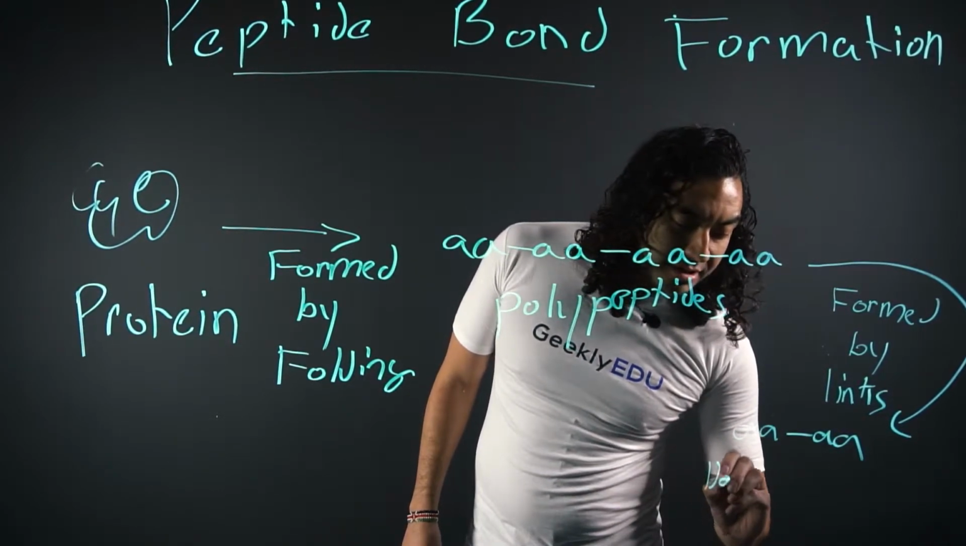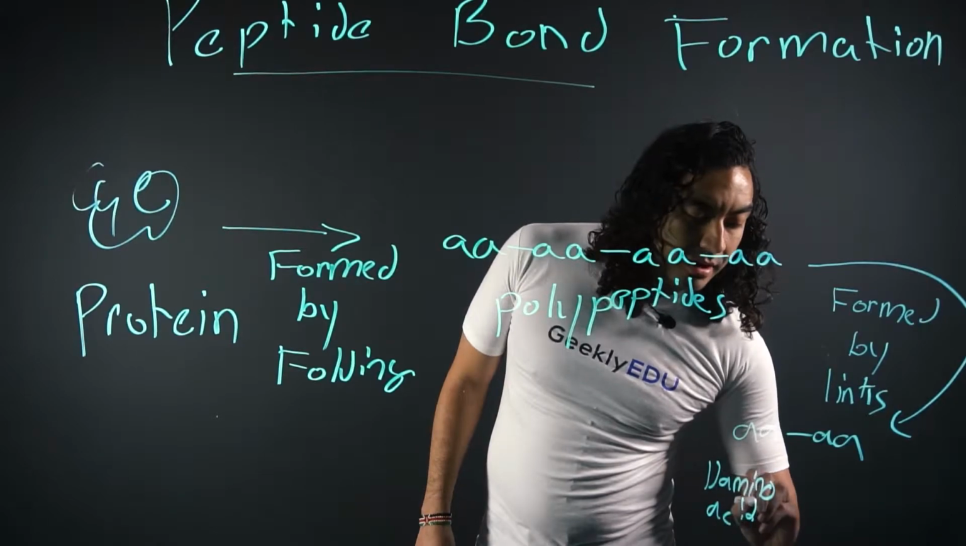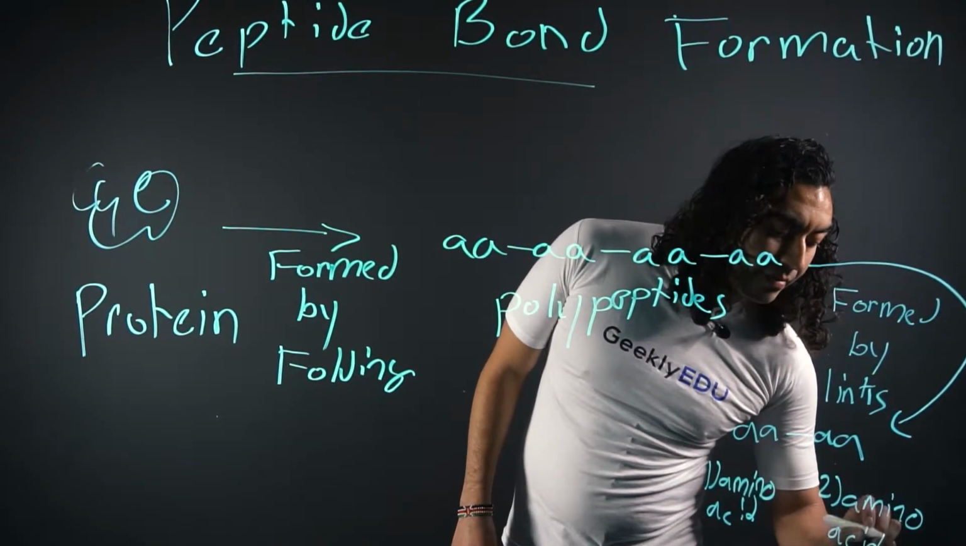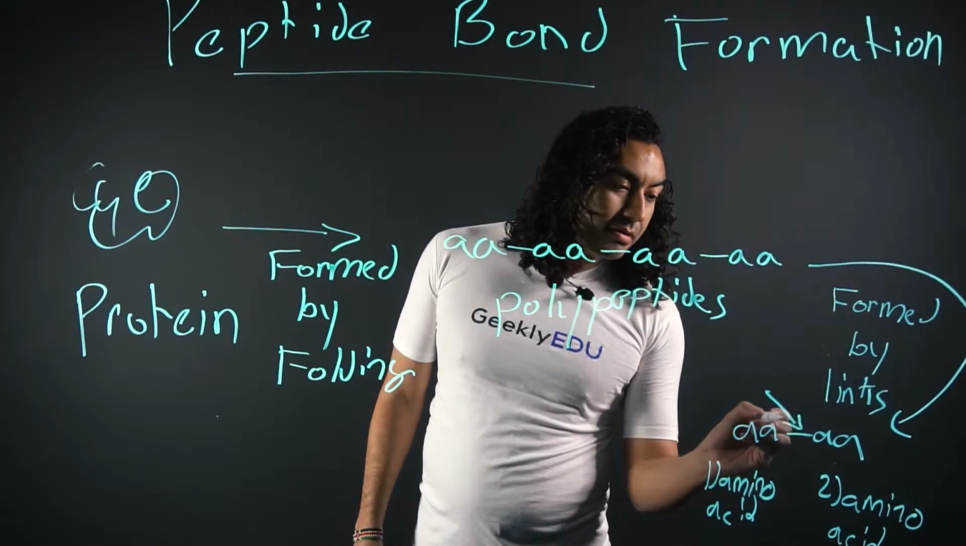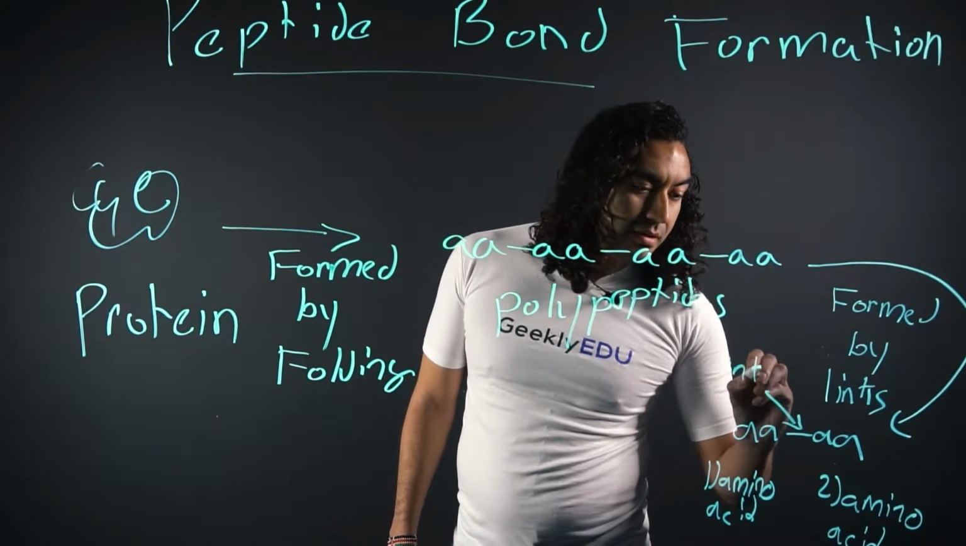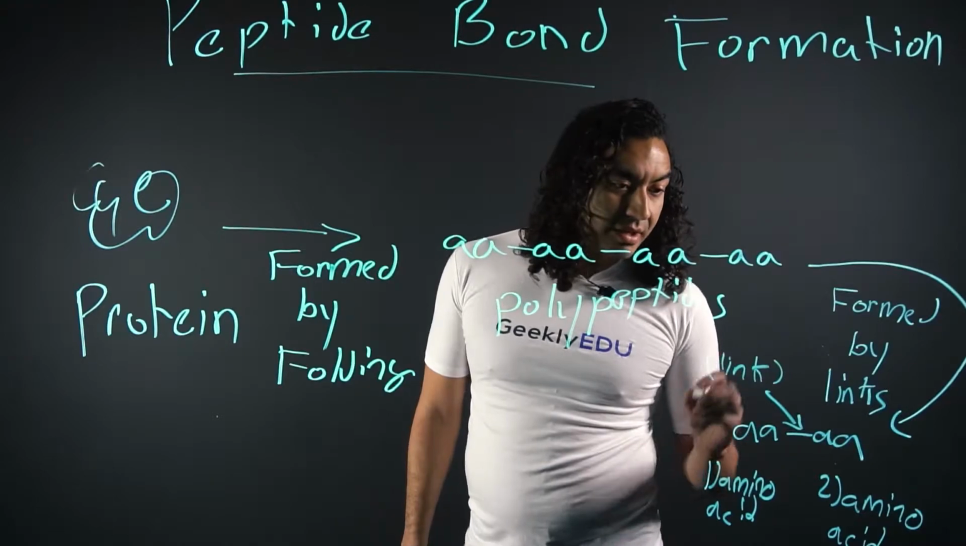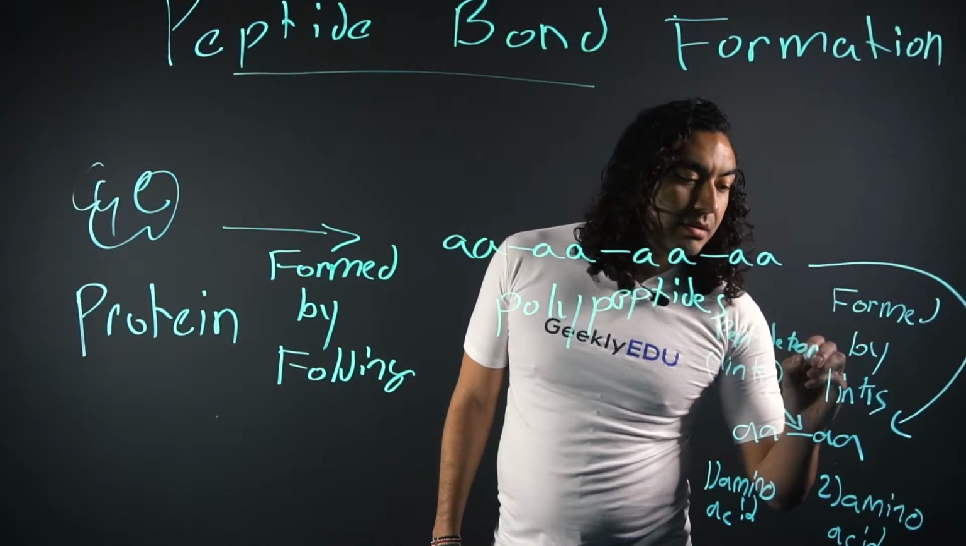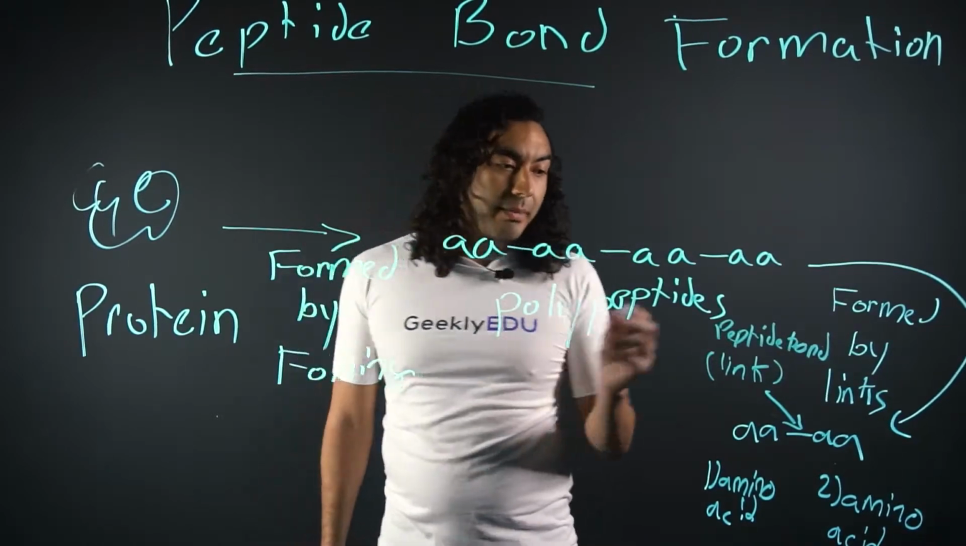So we have one amino acid here, and we have a second amino acid here. Now right here, we have a link. And this link happens to be our peptide bond. So exactly what we're talking about, our peptide bond.